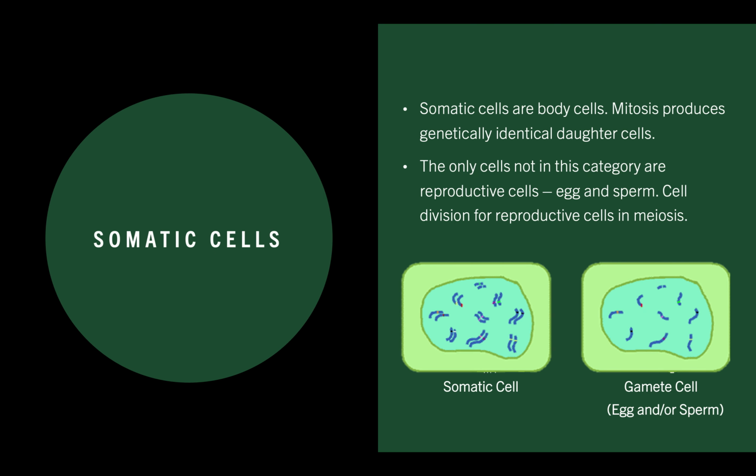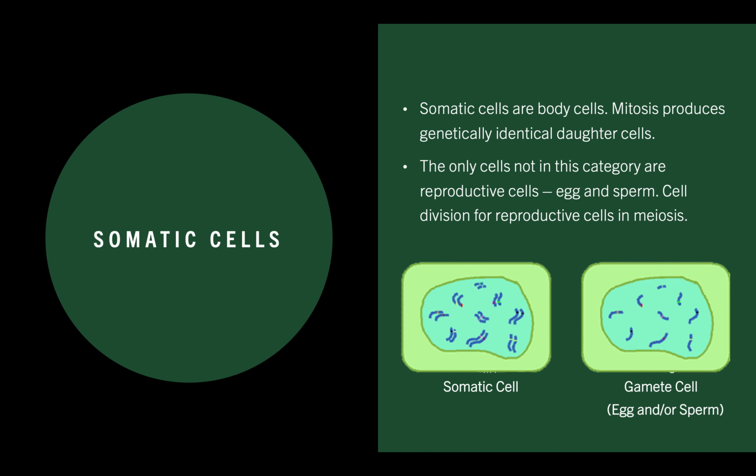Okay, so let's start off by talking about somatic cells or body cells, like I mentioned in the last slide. The process of mitosis produces genetically identical daughter cells from one parent cell. And we do have a future slideshow and chapters that cover both mitosis and meiosis, but for now, we're just going to talk about mitosis. So in our bodies, mitosis produces genetically identical daughter cells. The only cells not in this category that are body cells are reproductive cells, that would be the egg for females and the sperm for males. Cell division for reproductive cells is meiosis.